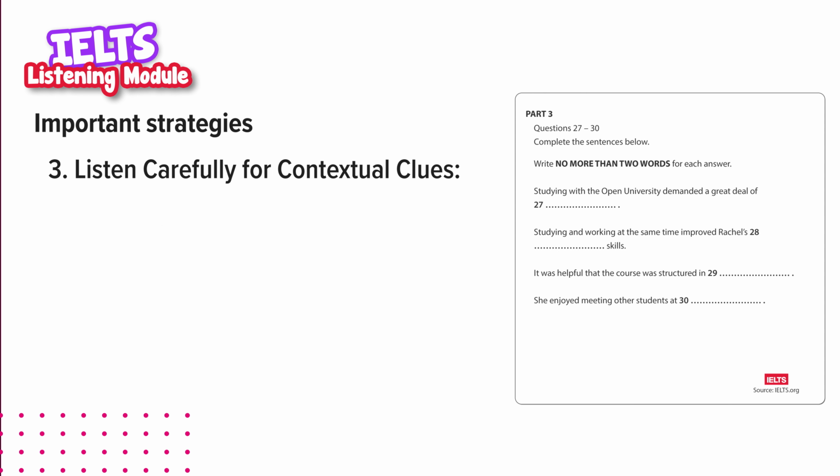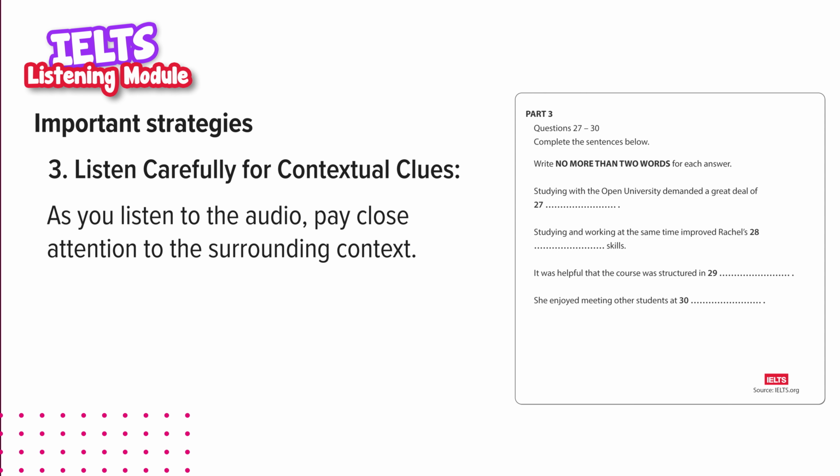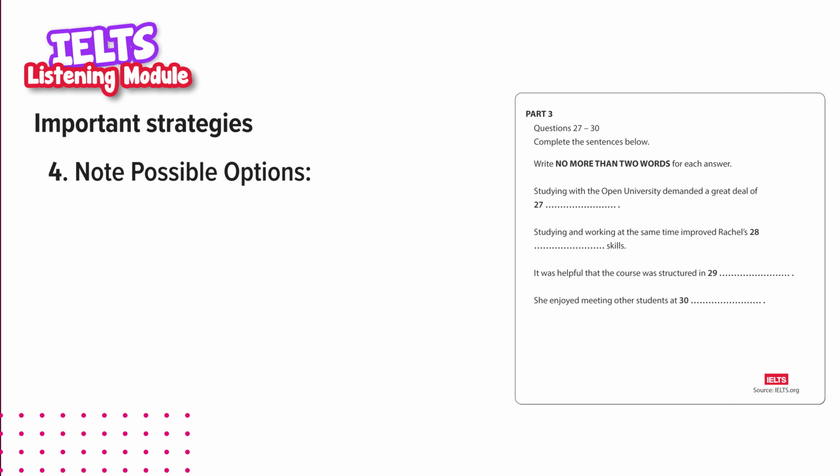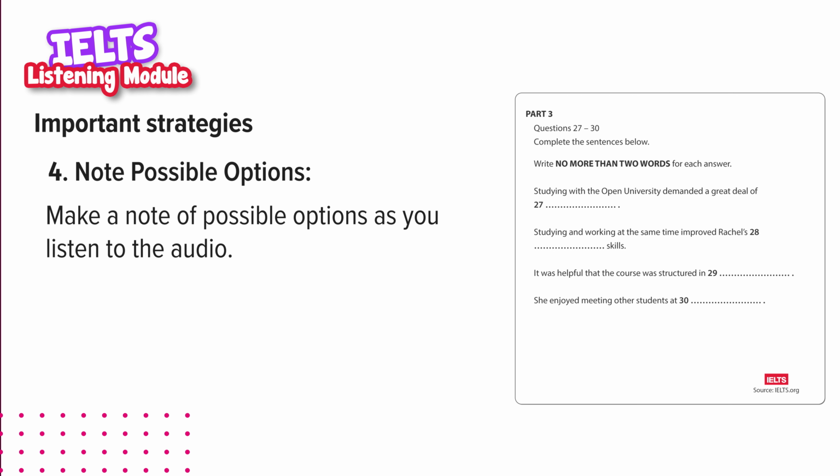Listen carefully for contextual clues. As you listen to the audio, pay close attention to the surrounding context. Look out for keywords, synonyms, or paraphrases that can help you identify the missing words or phrases. Note possible options. Make a note of possible options as you listen to the audio. If you hear words or phrases that match your predictions, write them down and consider them as potential answers.